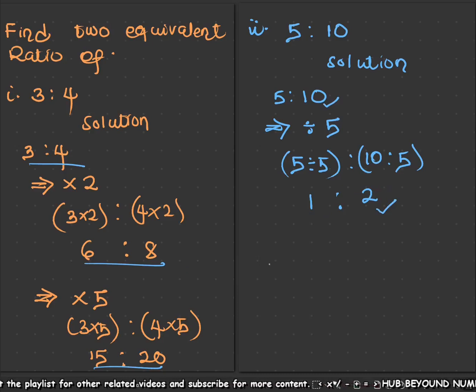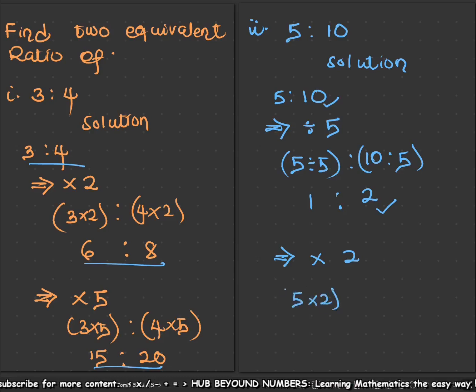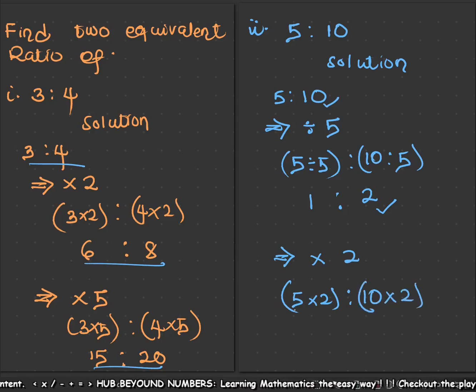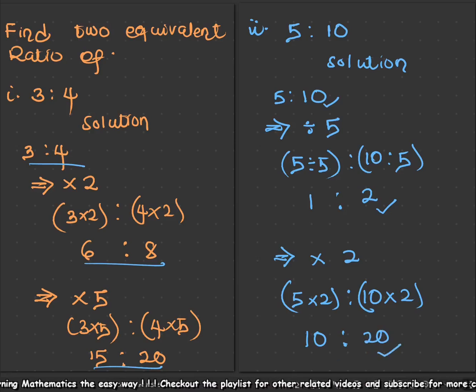We want another equivalent ratio. This time around, let's choose to multiply by 2. So that is 5 times 2 and then 10 times 2. 5 times 2 gives us 10, and 10 times 2 on the other hand also gives us 20. So 10 is to 20 is also equivalent to 1 is to 2, and then it is also equivalent to 5 is to 10.